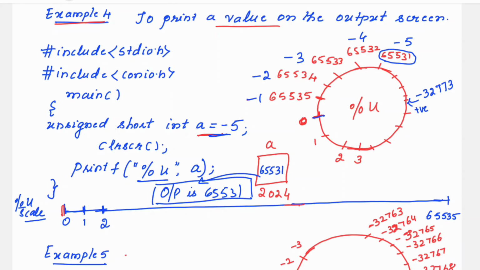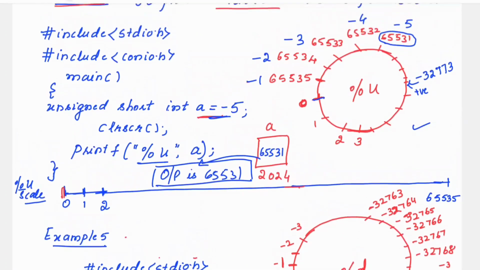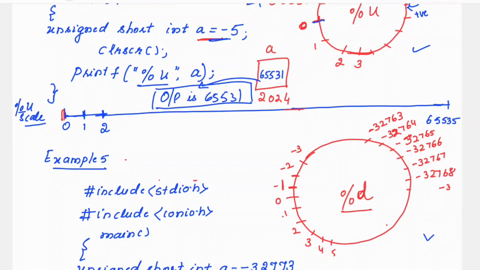Now to find out from this circle, it is difficult. We can take the help of the %d circle here because both the circles anyhow got the same amount of numbers. Here also you have 65,536 numbers. Here also you have 65,536 numbers. So we can take the help of the %d circle in this case. Just see the positive numbers only here. So we'll see that 1, 2, 3, 4, 5, 6, 7. So it is taking up to 32768.